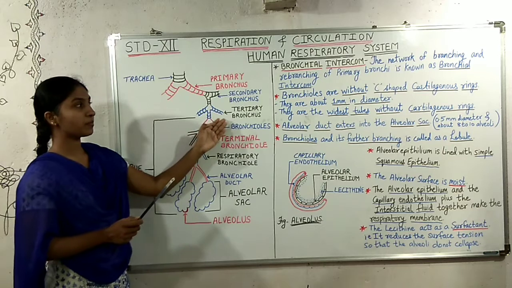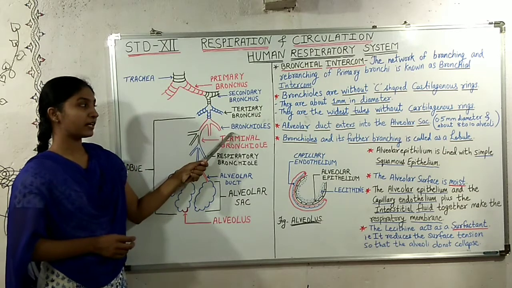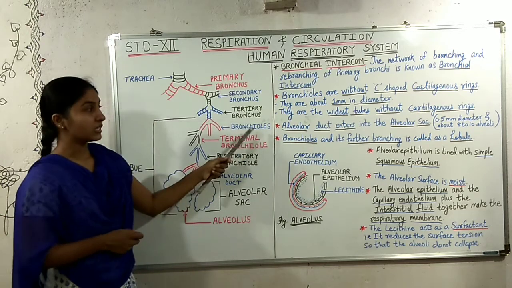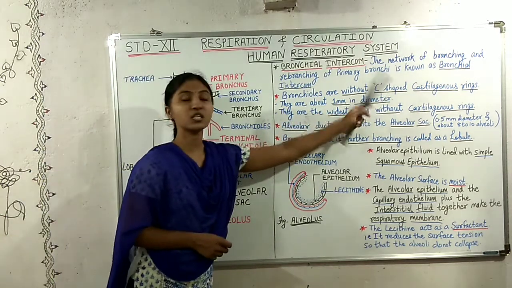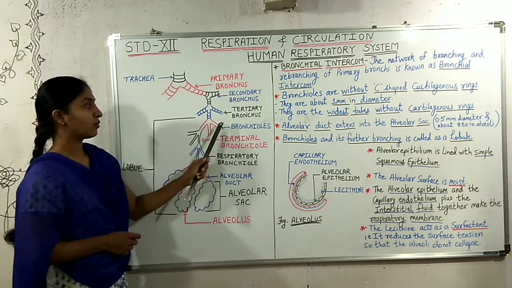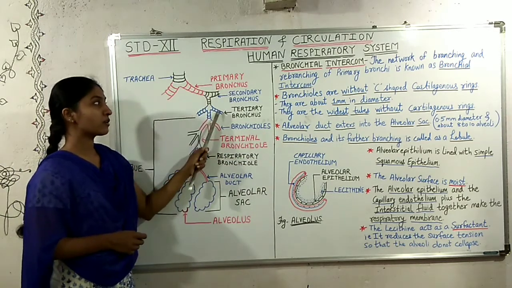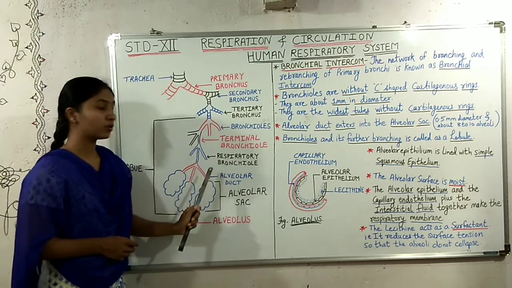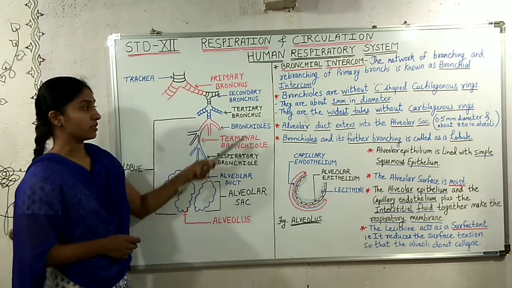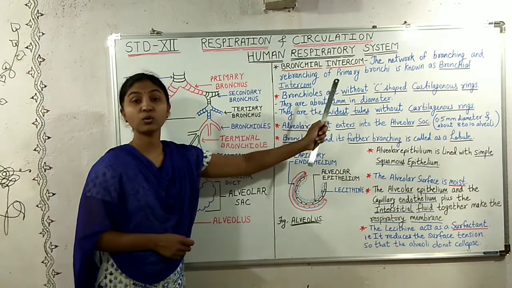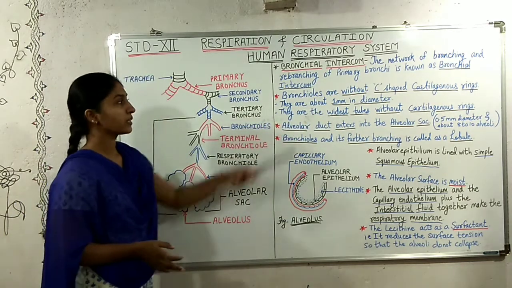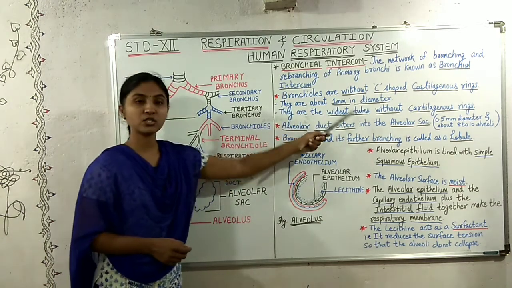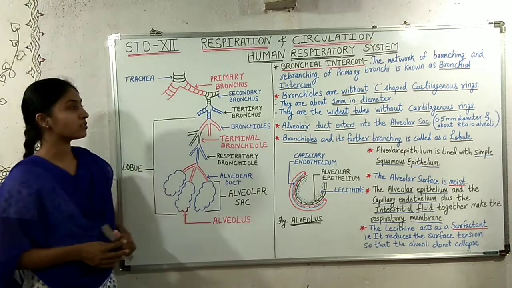Now these tertiary bronchi further get divided into smaller and narrower tubes. Those are called the bronchioles. These bronchioles are without C-shaped cartilaginous rings. Here, C-shaped cartilaginous rings are present only up to the tertiary bronchi. Further on, there are no C-shaped cartilaginous rings. Bronchioles do not have cartilaginous rings. They are about 1 millimeter in diameter and they are the widest tubes without the cartilaginous rings.